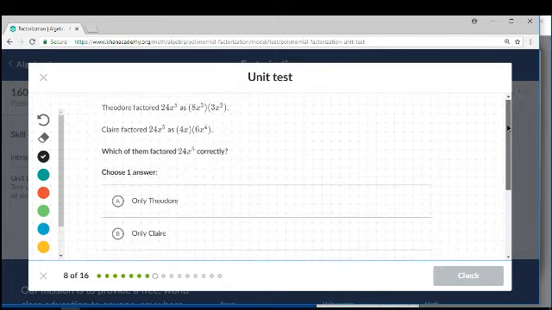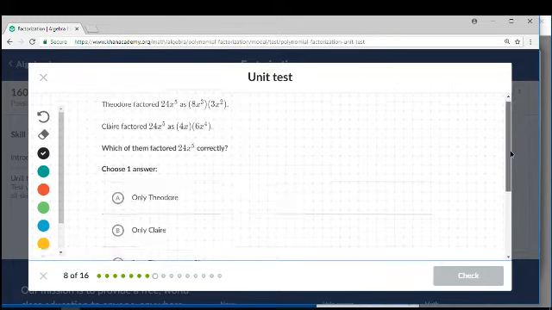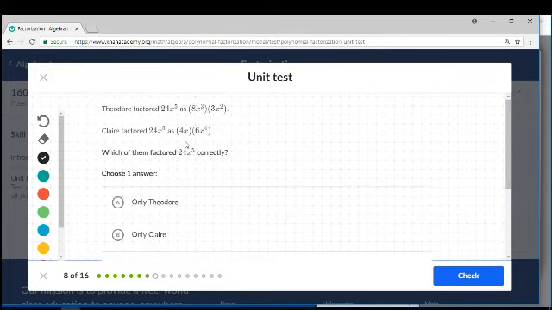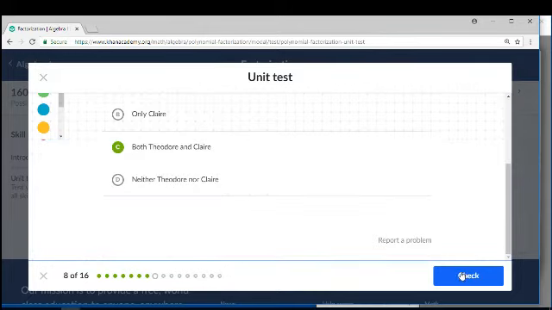All right, 24x to the fifth as 8x cubed times 3x squared. All right, so that's right. 24x to the fifth as 4x times 6x to the fourth. I say they both factored it correctly. 6 times 4 is 24, and x times x to the fourth is x to the fifth. And 8 times 3 is 24, and x to the third times x squared is also x to the fifth. So they both did this correctly.